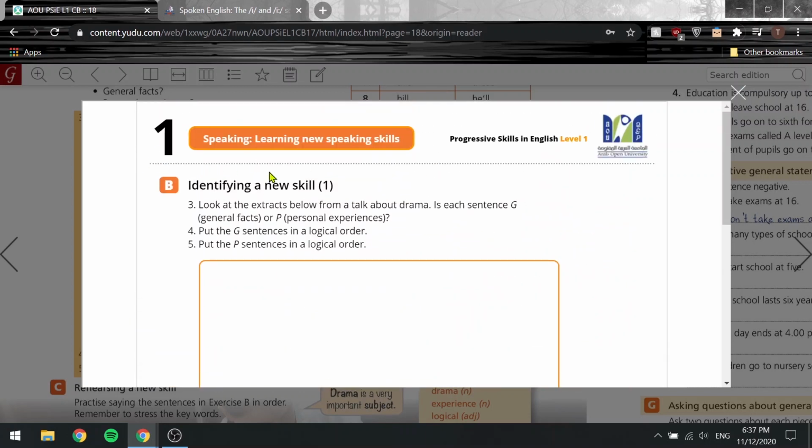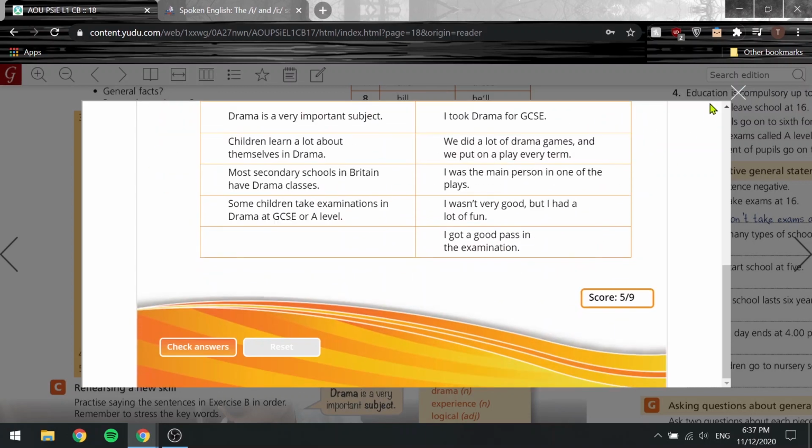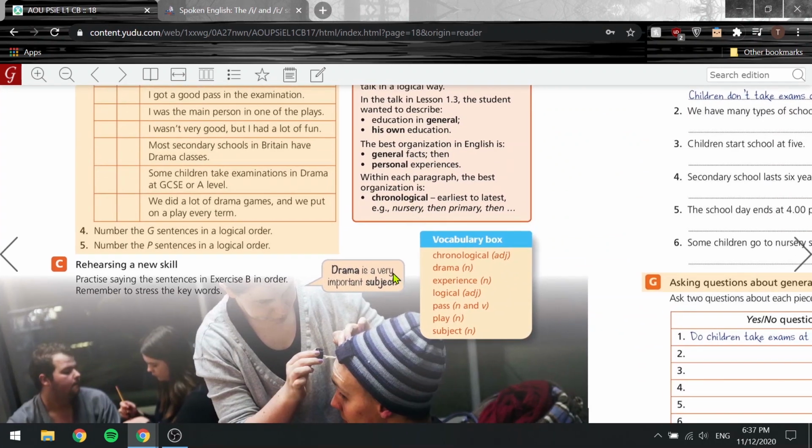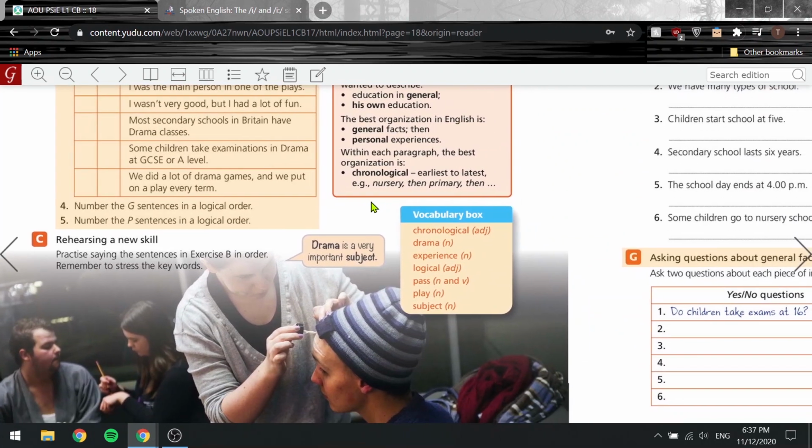Okay? So this was exercise B. Now let's take a look at the vocab box right here. So we have chronological. We just said what that means, starting from the earliest to the latest.